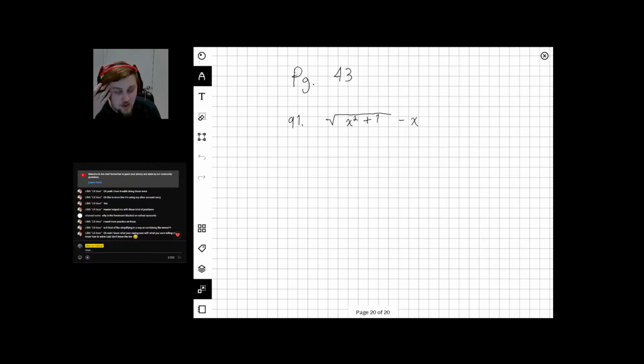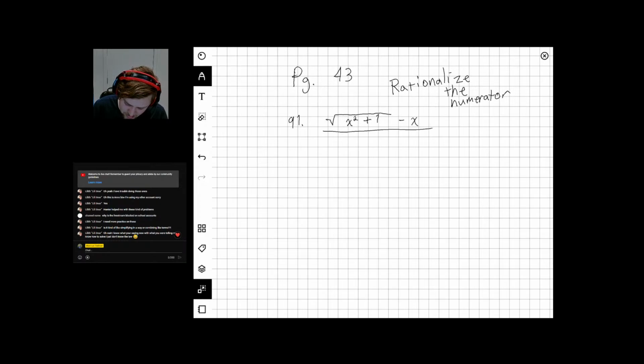Okay, last one, we want to rewrite this. It actually says to rationalize the numerator. So how do we do that? Well, this is a numerator if you consider it's over 1. And then we multiply by the conjugate here. So the conjugate is we take this sum and we make whatever is negative positive and then multiply by that.